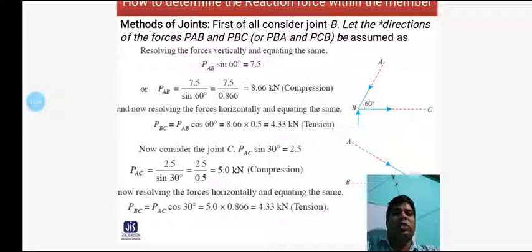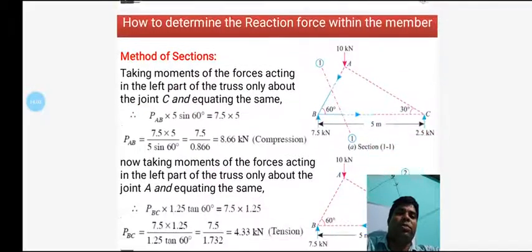Now consider the joint C. PAC sin 30 is equal to 2.5. So PAC is equal to 2.5 by 0.5, that means 5 kilonewton in compression. Now resolving the forces horizontally and equating the same, that means PBC is equal to PAC cos 30. So that is equal to 4.33 kilonewton in tension.